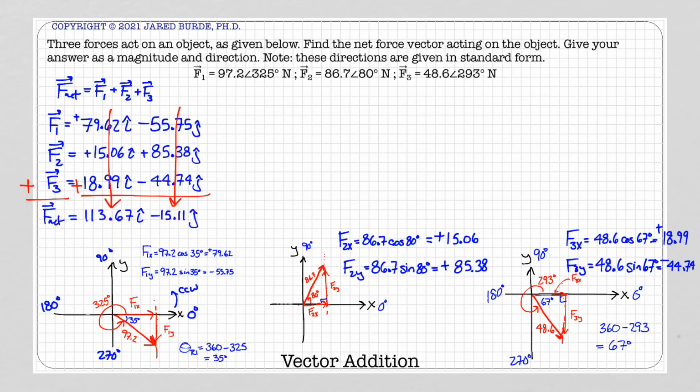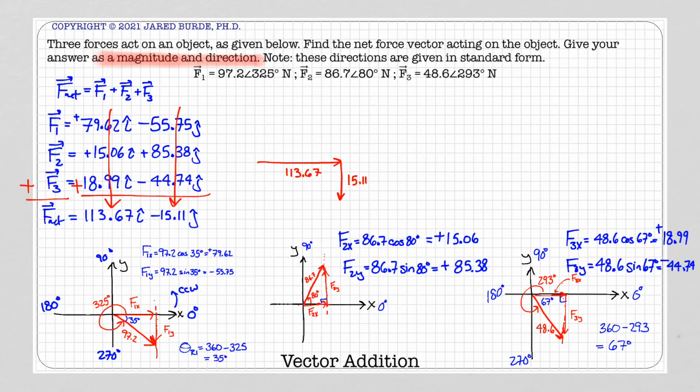It's in component form, which is one way of expressing a vector, but we're being asked to give that vector as a magnitude and a direction. So we want the vector in its polar form. And so what we're going to do is we'll have to draw out this vector. We know that it goes 113.67 in the x direction. There it is in the positive x direction. We also know that it goes 15.11 in the negative y direction, so that's downwards.